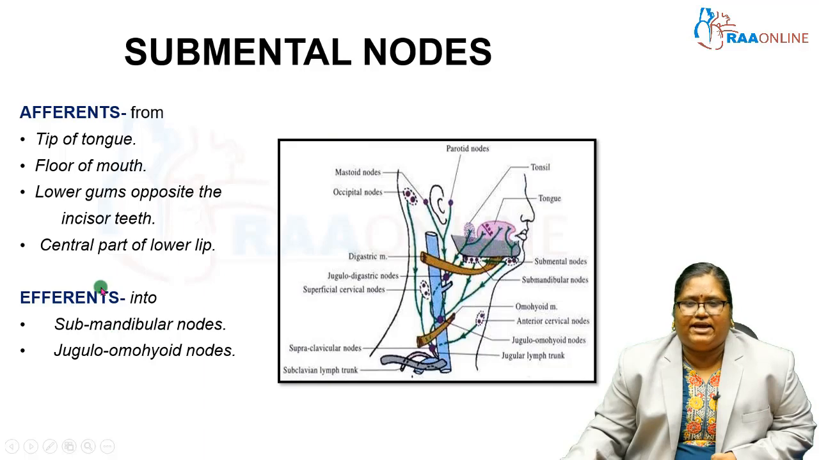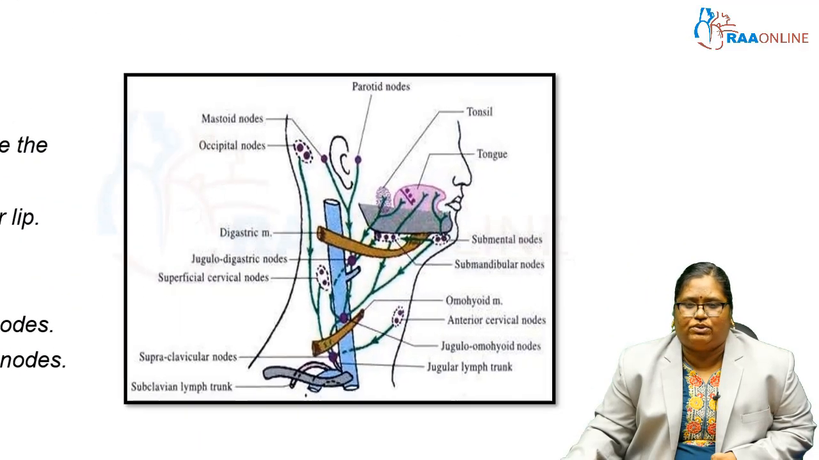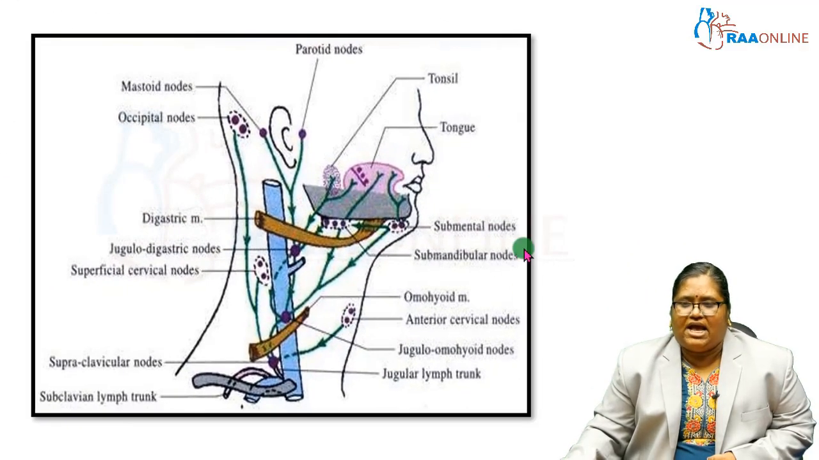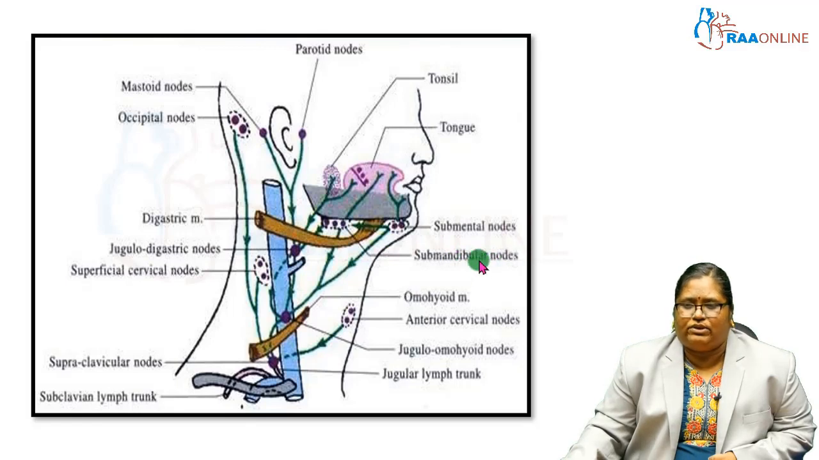So where do they drain into? Efferents go into the submandibular nodes and the jugulo-omohyoid nodes. This you should remember. So where do they drain? They drain into the submandibular node and the jugulo-omohyoid node.